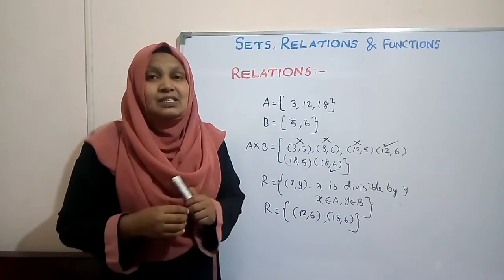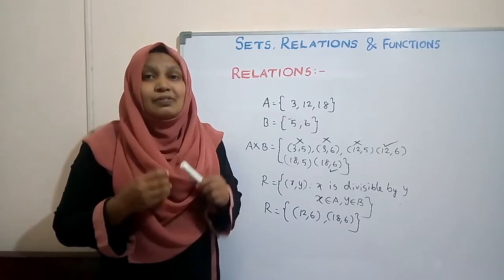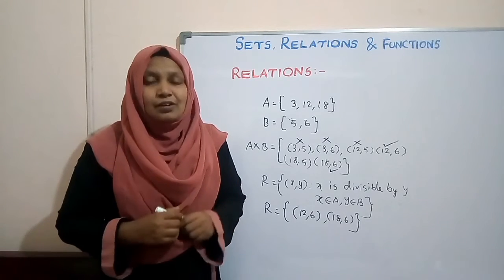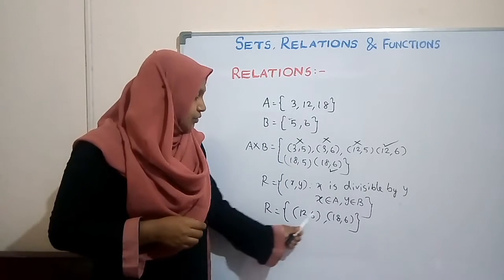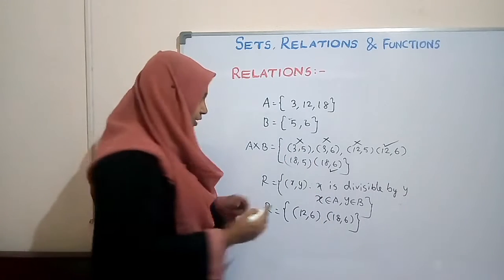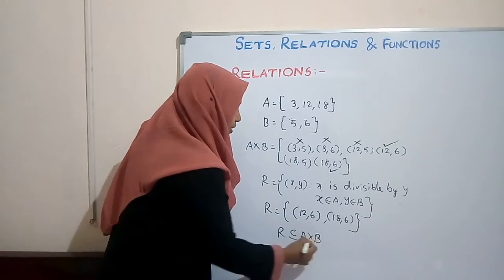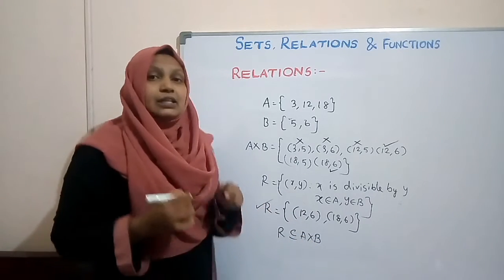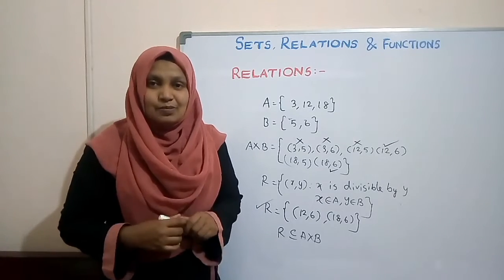Okay, so like this you can choose some elements from the Cartesian product. So we will always get a subset of the Cartesian product A cross B as R. See, only 2 elements. So it is a subset of A cross B. So we can write like this, R is a subset of A cross B. So this is a relation. The relation is a subset of the Cartesian product A cross B.